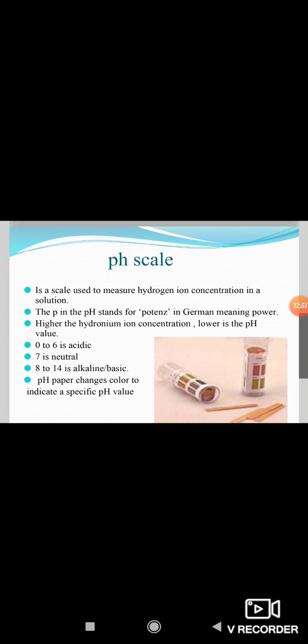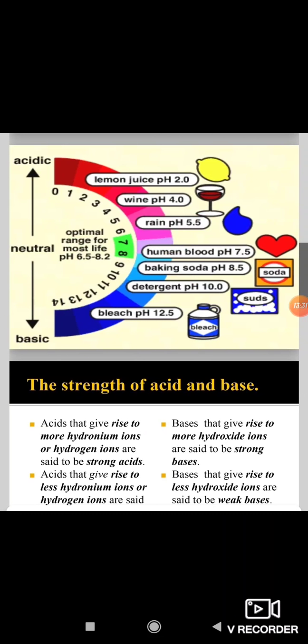Generally, paper impregnated with the universal indicator is used for measuring pH. Here, pH paper changes color to indicate the specific pH value. So once again I repeat it. When the pH value is less than 7, it is called acidic. When the pH value is 7, it is called neutral. When the pH value is 8 to 14, it is called alkaline or basic.